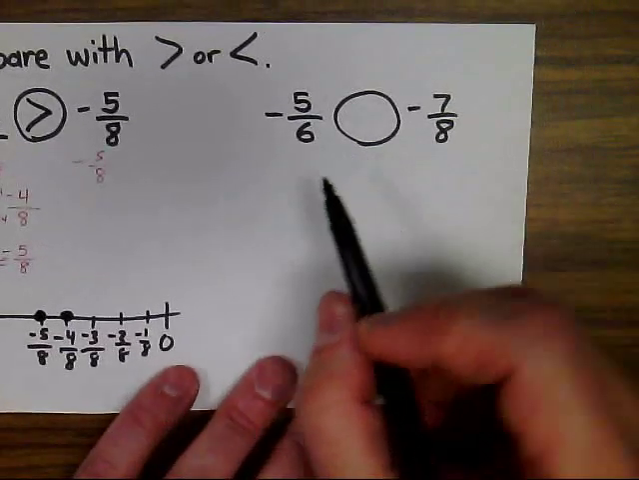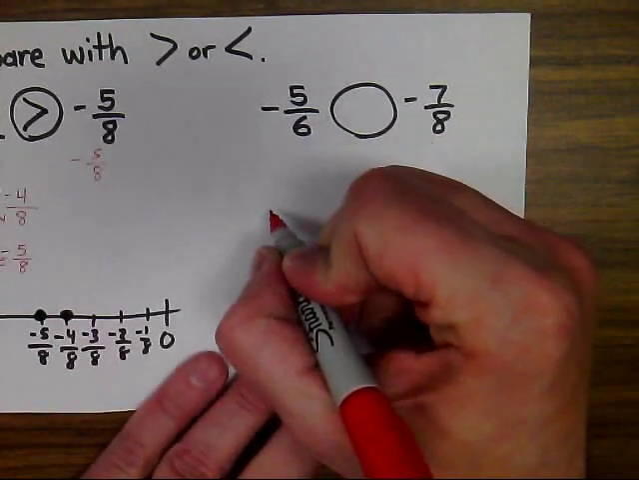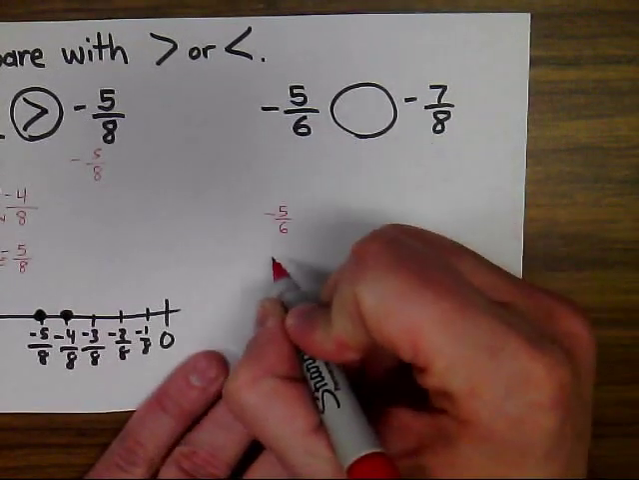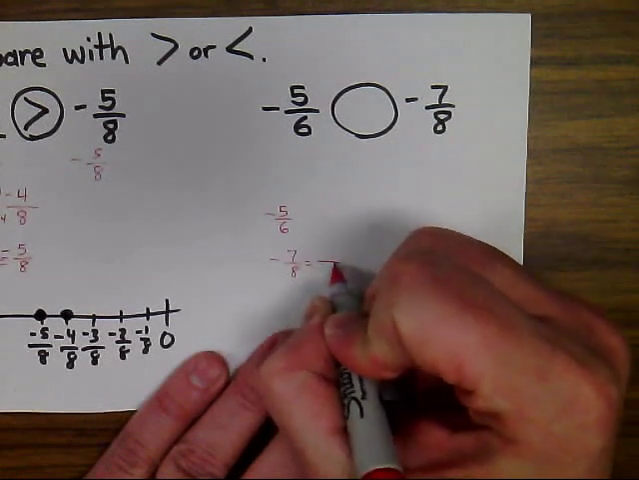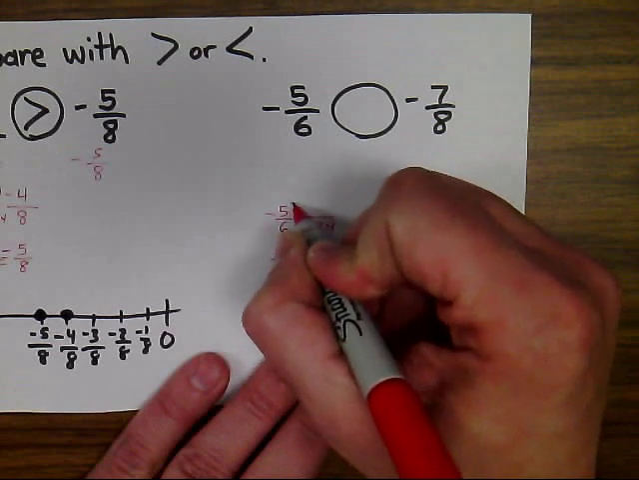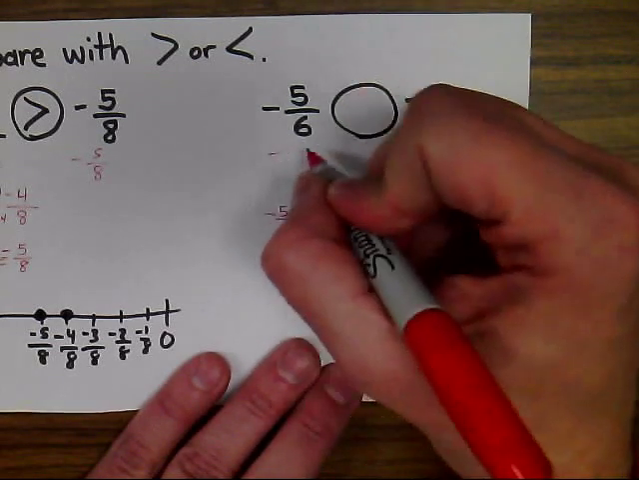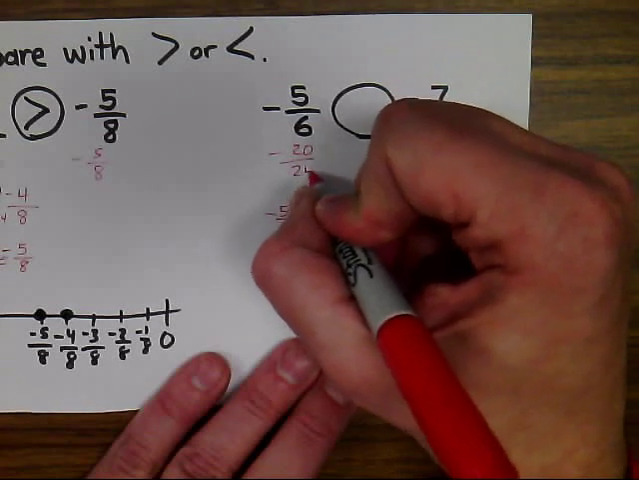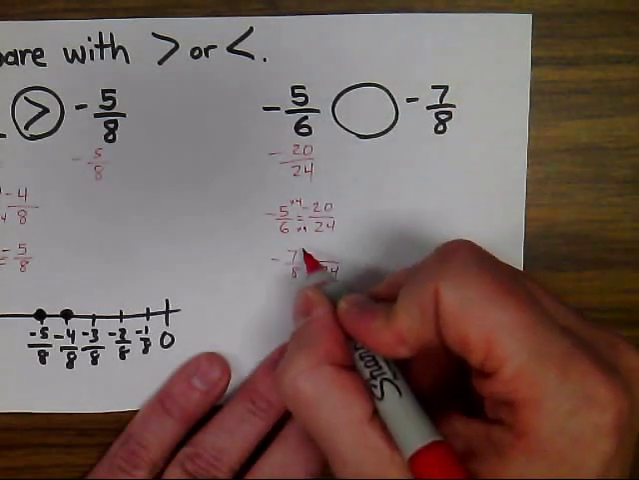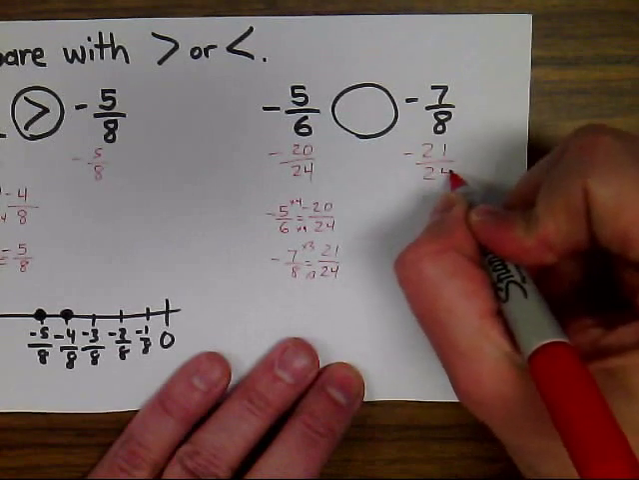Same thing with this example, but again, we're going to need to make a common denominator in order to compare. So when I do compare negative 5/6 and negative 7/8, the denominator I'm looking for is 24. As I multiply each term by 4, here I'm going to get negative 20 over 24. And then when I compare down here, I multiply each term by 3, and I get negative 21 over 24.